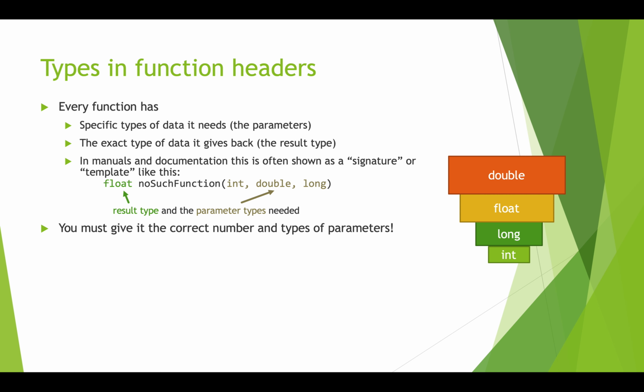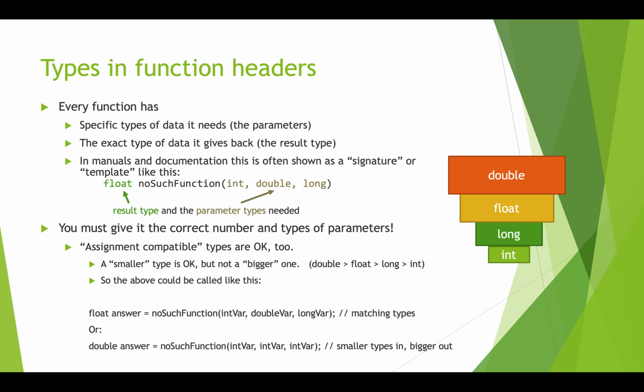So you have to give it the correct number of parameters and the correct type of parameters. And it's okay to assign compatible types. So we can do a smaller type for the parameters, but not a bigger one. So let's look at what this could look like. The above could be called in a program like this. We could create a float variable to store the result, call it answer, and then we call the function, noSuchFunction, and then we send in an int variable, and we send in a double variable, and we send in a long variable. So this call to noSuchFunction is a perfectly matching call.